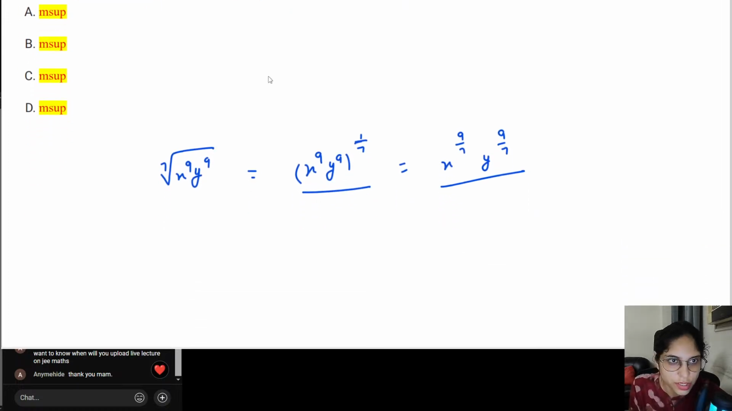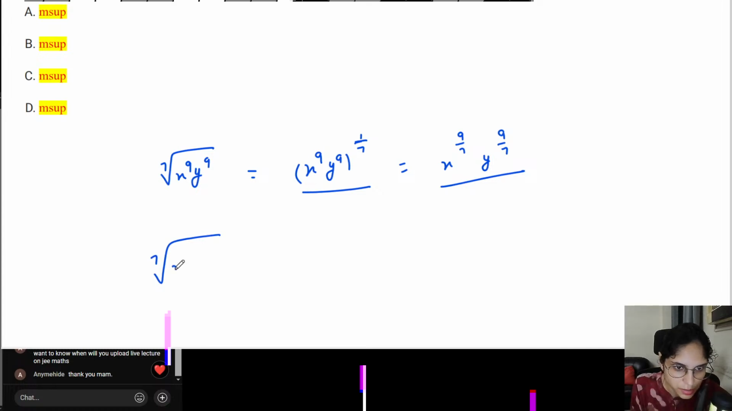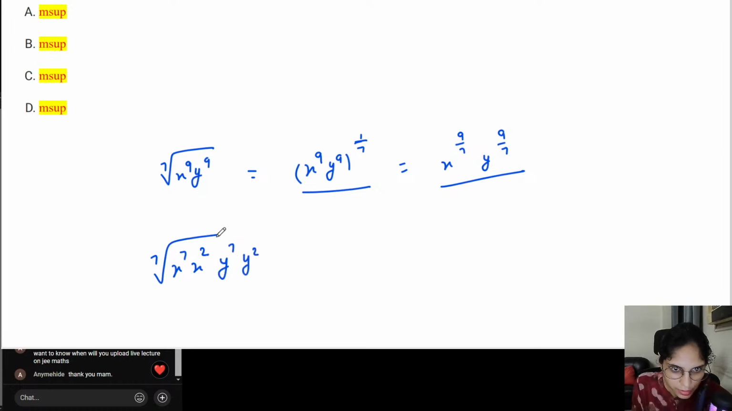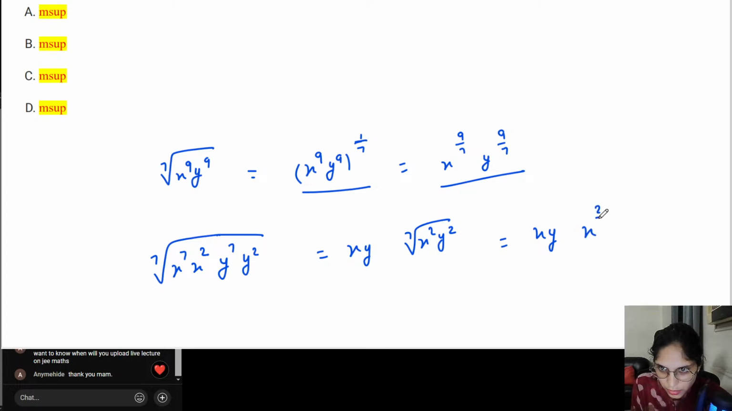Or no, this is not the answer. Sometimes it will not be given like this. So to simplify this, you can write x to the 9th as x to the 7th times x squared, because 7 plus 2 is 9. Same goes for y. Now 7th root of x to the 7th is going to be x, y, 7th root of x squared, y squared. Yeah, so this is also what it can be.